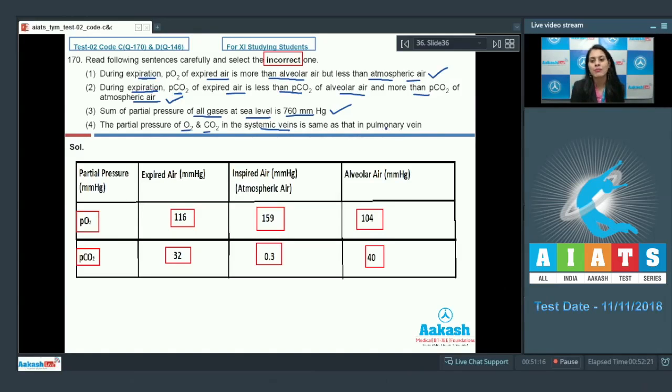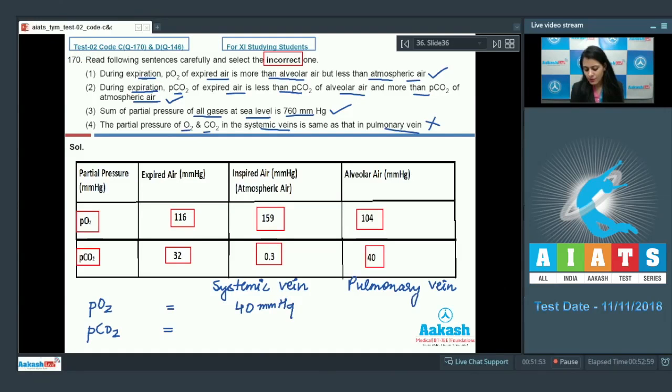The last option given is the partial pressure of O2 and CO2 in the systemic veins is same as that in pulmonary vein, and this is an incorrect option because if we compare PO2 and PCO2 in systemic vein and pulmonary vein, in systemic vein PO2 is 40 mmHg, whereas PCO2 is 45 mmHg. Whereas PO2 in pulmonary vein is 95 mmHg, which is greater than the PO2 in systemic vein, and the PCO2 is 40 mmHg, which is less than the PCO2 in systemic vein. So this is an incorrect option and is a correct answer to our question. So the correct answer is option number 4. Let's proceed to our next question.